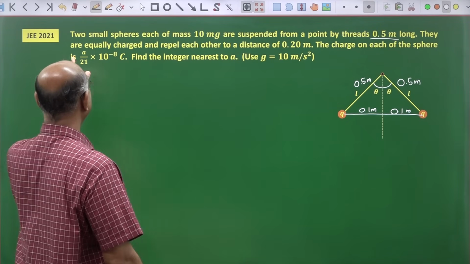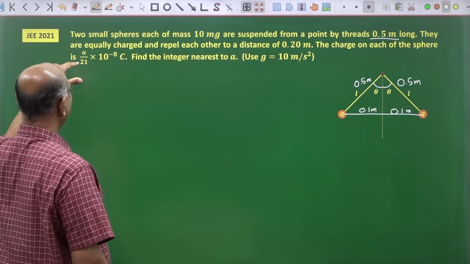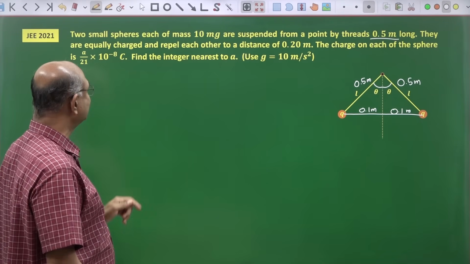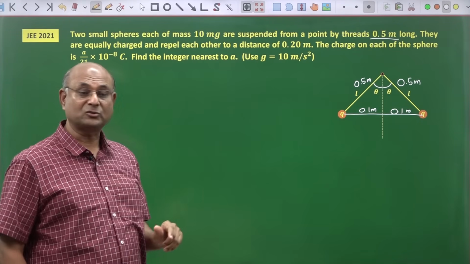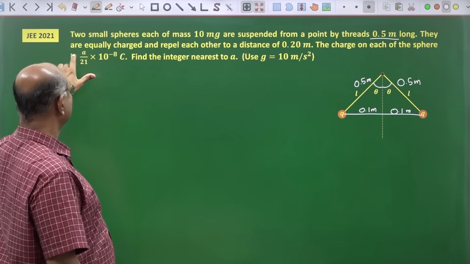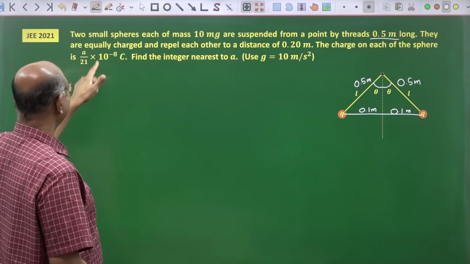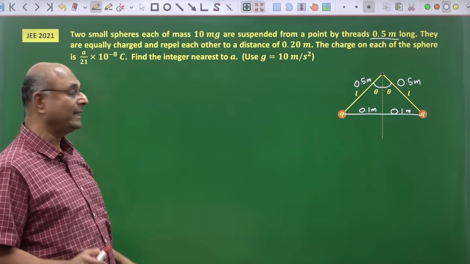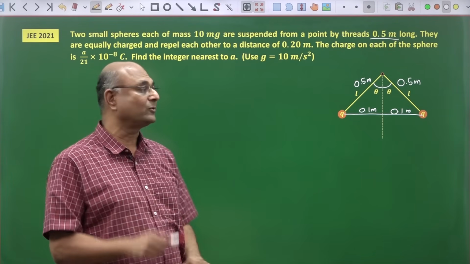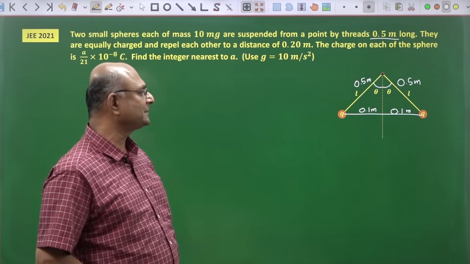The charge on each of the spheres is given in this form: A by 21, 10 to the power of minus 8 coulombs. Find the integer nearest to A. This is an integer type question. So you have to find Q and rewrite it in this form, and then look at A and find the integer nearest to A. g is 10 meters per second square.